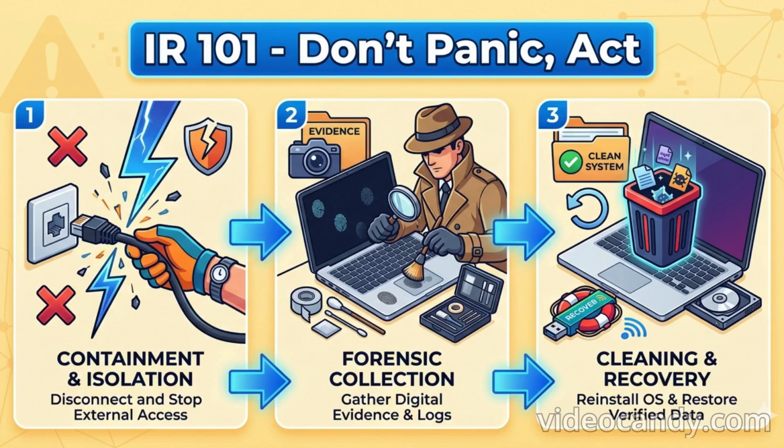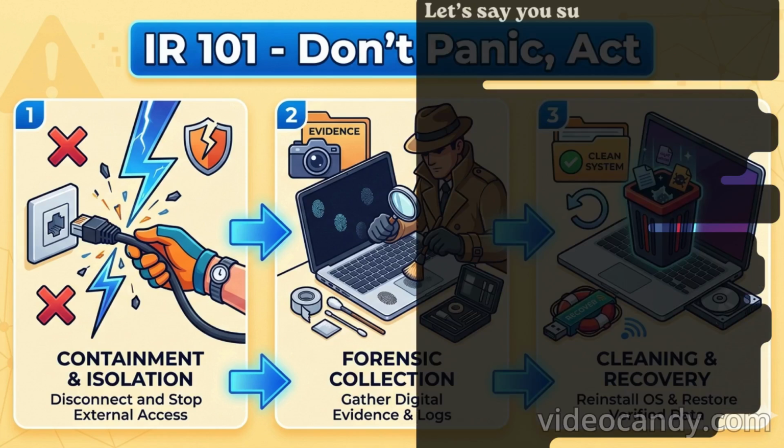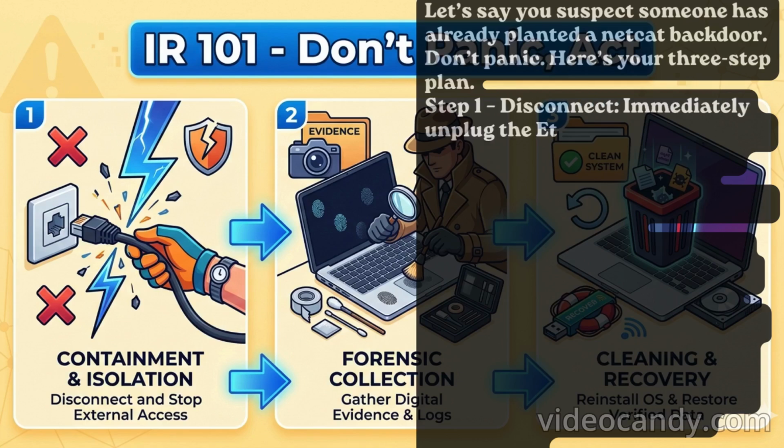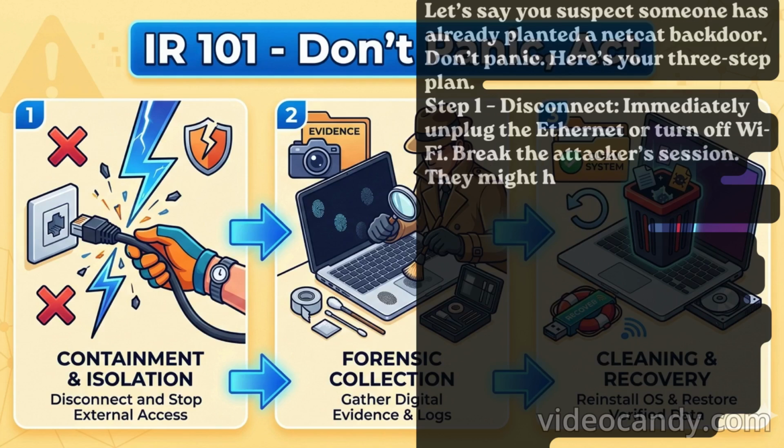Let's say you suspect someone has already planted a Netcat backdoor. Don't panic. Here's your three-step plan. Step number one, disconnect. Immediately unplug the Ethernet or turn off your Wi-Fi. Break the attacker's session. They might have a persistent connection, so cutting the network stops live commands.